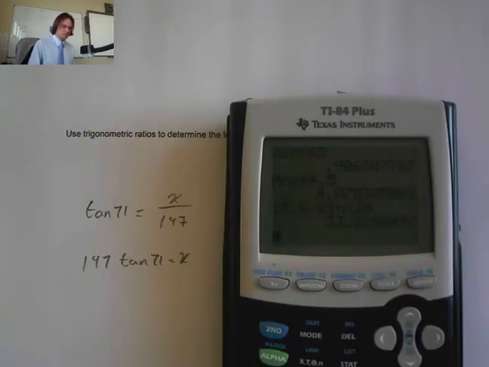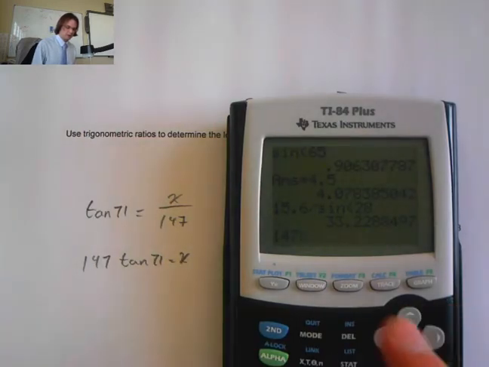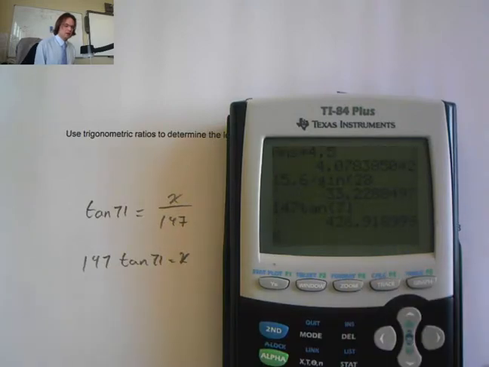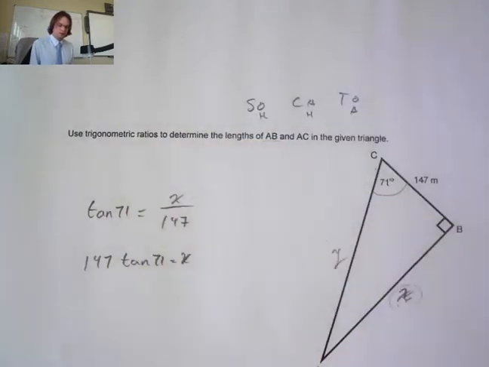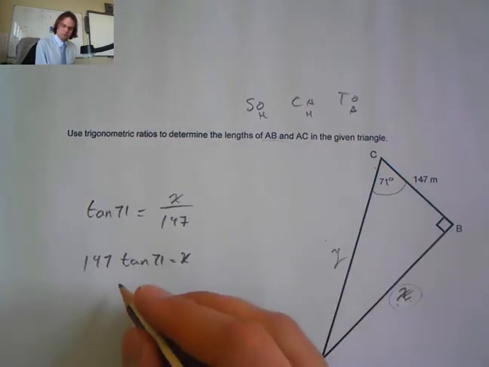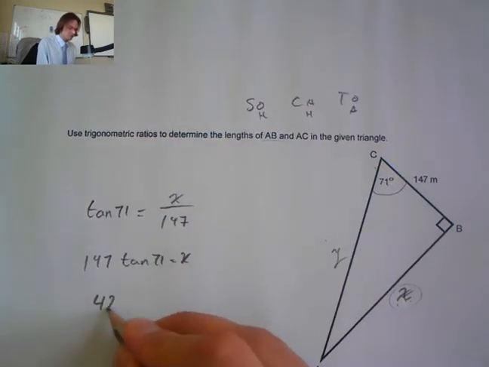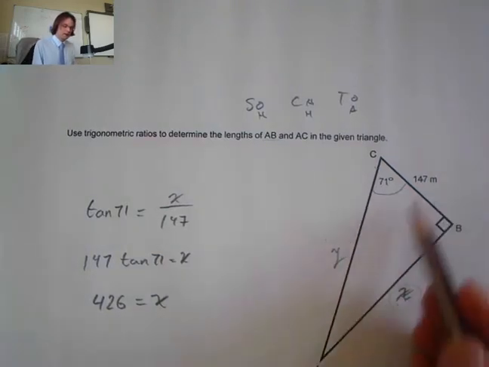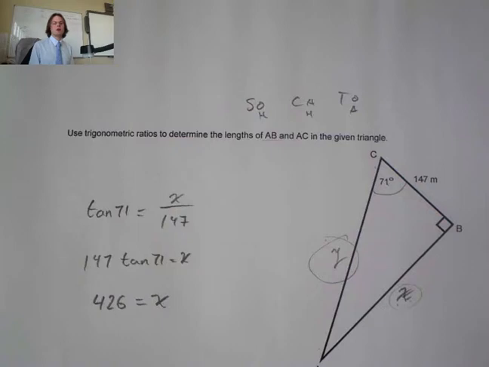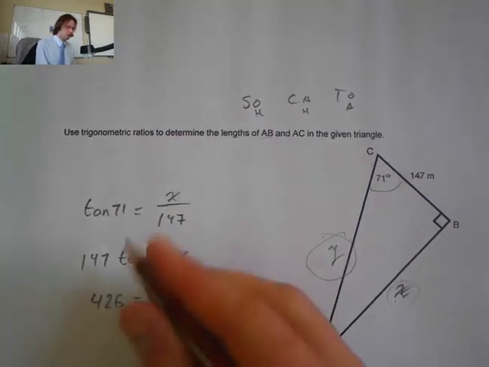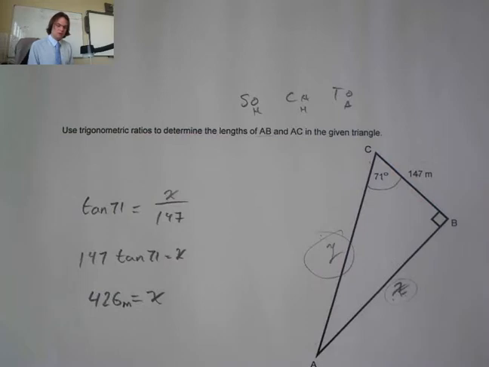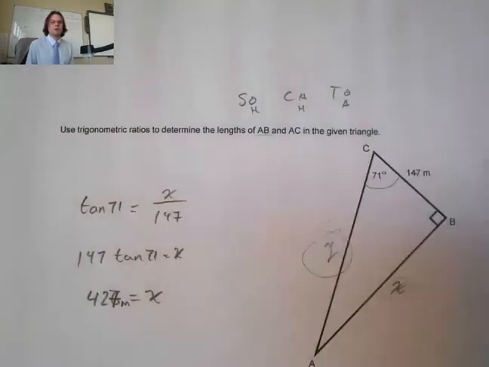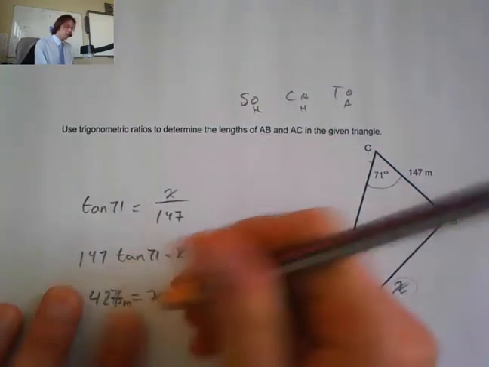Plug in my calculator. There's tan. And I end up getting 426. Now, what we want to find is this y value. This is in meters. Oh, 427, because I have to round up. Sorry about that, because it's 0.9, so I round up. So 427. Now I want to find the y value.